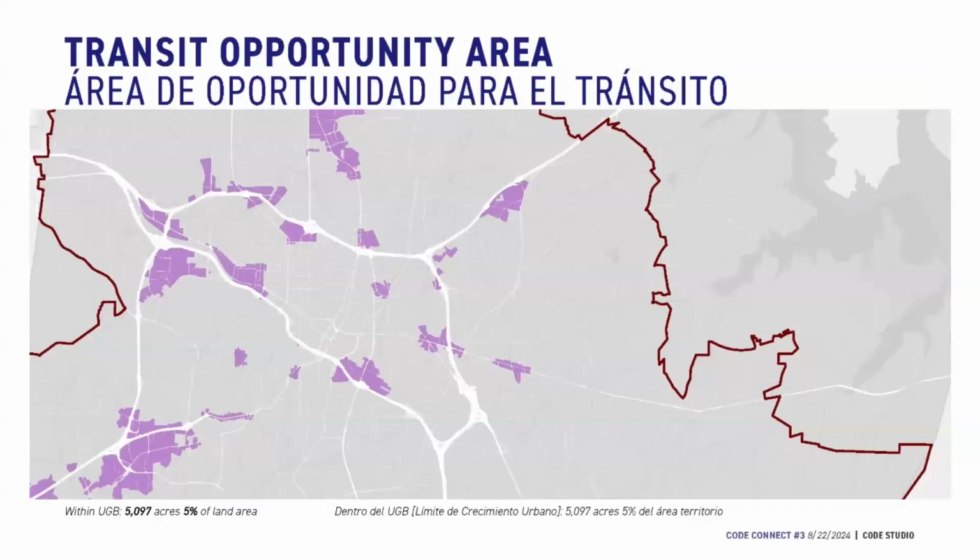And so this is a map of the transit opportunity area place type, which makes up roughly 5% of the land area within the UGB, or the urban growth boundary. You can see that these areas are often located along major transit corridors. The hope is that by focusing mixed-use development within those areas, we can incentivize greater density and more transit-oriented development, which is essentially just development that isn't car-focused and car-dependent.